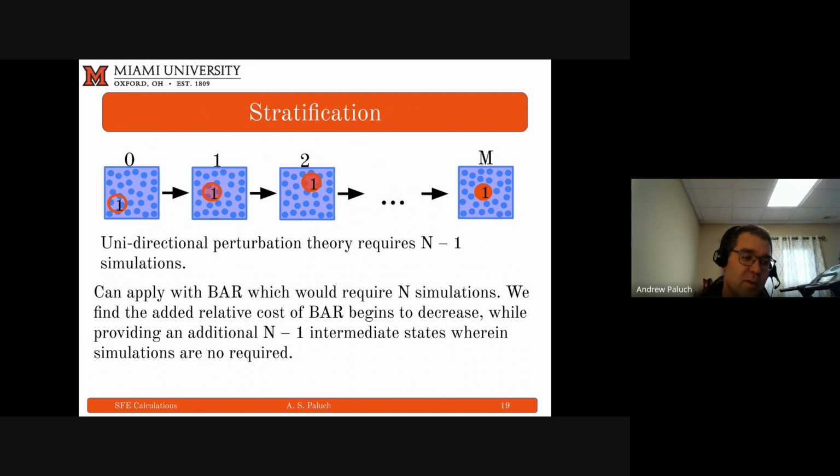But to your point about carving out the cavity, if I go from state 0 to 1, let's just imagine I had a straight Lennard-Jones potential.